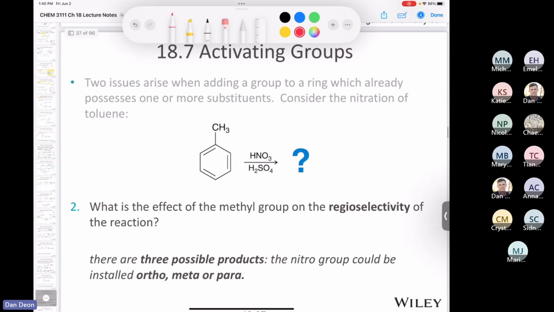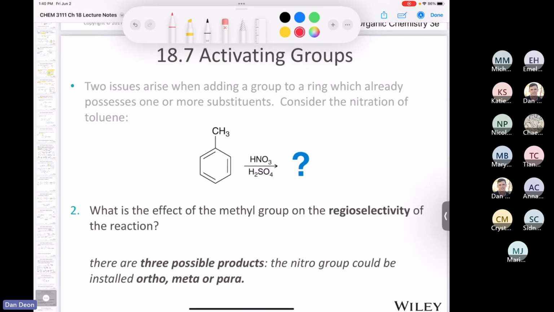The second part is the one that we're going to focus on way more. This is going to be way, way more important than rate to you: what's the effect of the methyl group on regioselectivity? Like I said, are you going to get the ortho product, the meta product, or the para product? Which one is it going to be? It really depends on the group you have where you're going to get your substitution occurring.